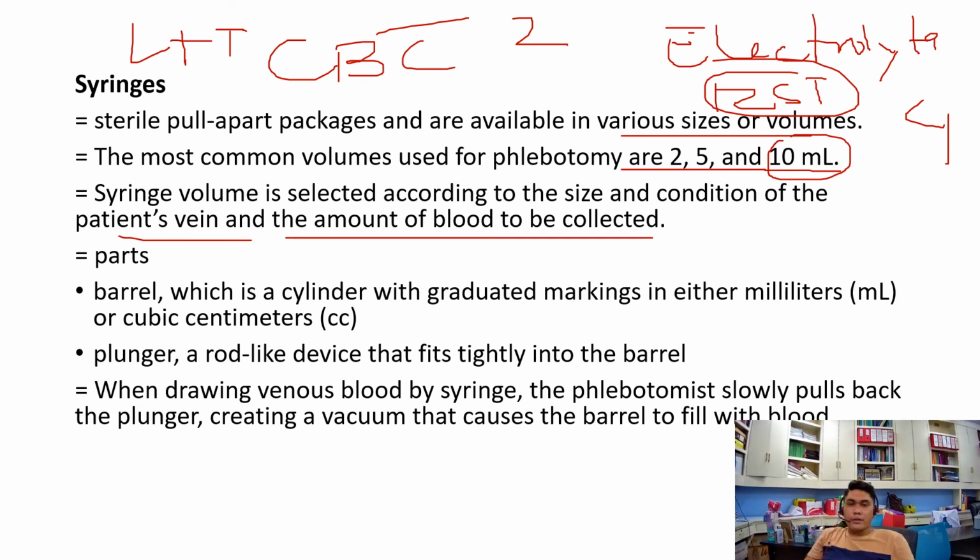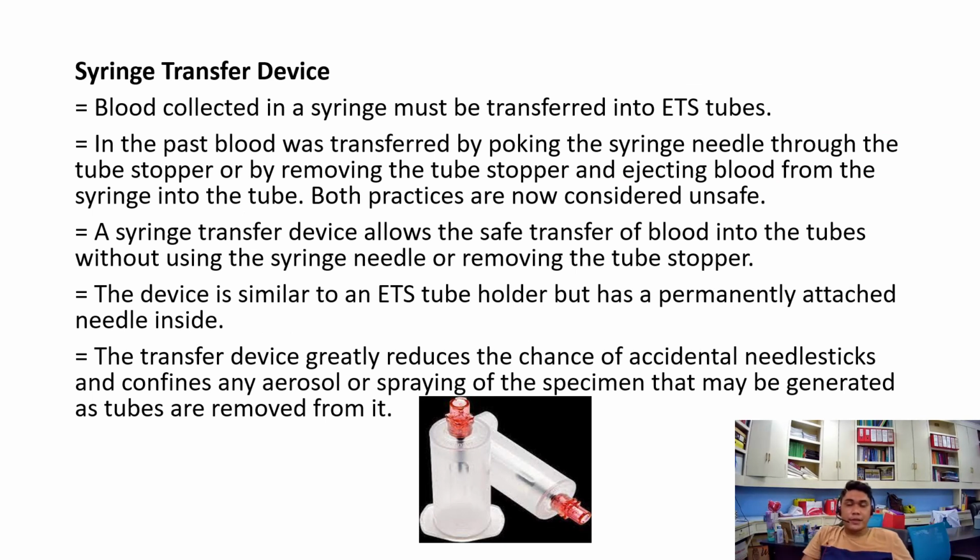Okay, so when drawing venous blood by syringe, the phlebotomist slowly pulls back the plunger, creating a vacuum that causes the barrel to fill with blood. So that's the principle of a syringe. Then next, you have the syringe transfer device. Blood collected in a syringe must be transferred into ETS tubes.